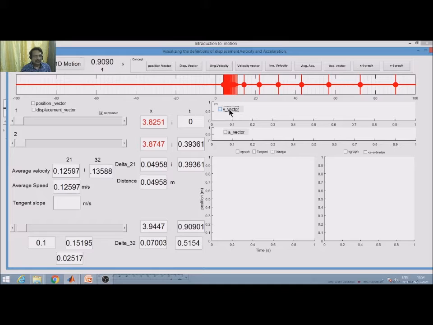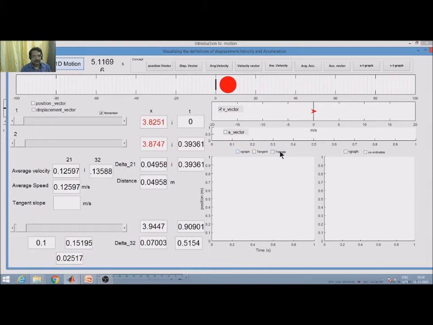Now let us see the velocity vector. As the object moves, this graph draws the vector. Initially it is small. As the time increases, the velocity is increasing, hence the arrow size is increasing. So acceleration is the rate at which this arrow length is increasing.